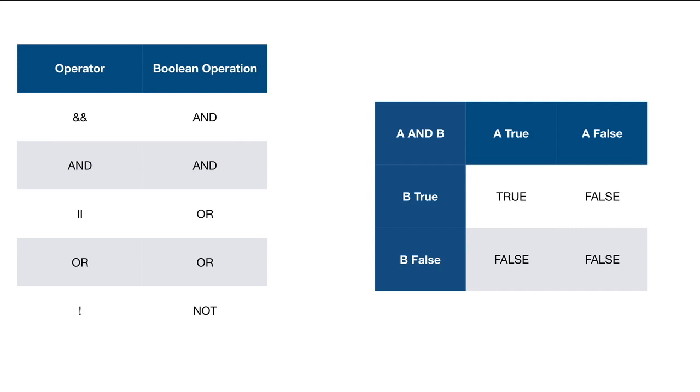But if any one of them is false, if A is false or B is false, then A and B is going to be false. So only when A is true and B is true is A and B true.